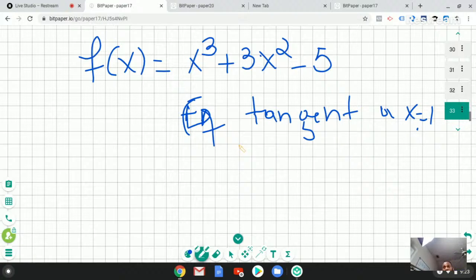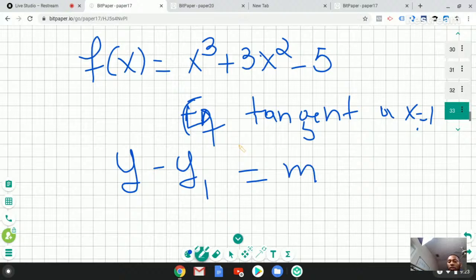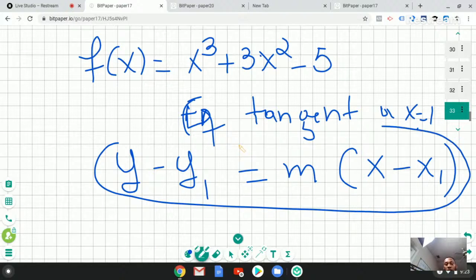So the equation of the tangent line, and this is a formula that you need to remember, the way you write it is y minus y1 is equal to m, which is the slope, times x minus x1. That's the same thing as the point slope form that you normally know. So all we need is to find each one of those.